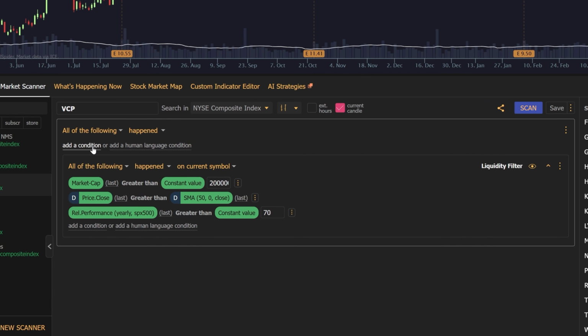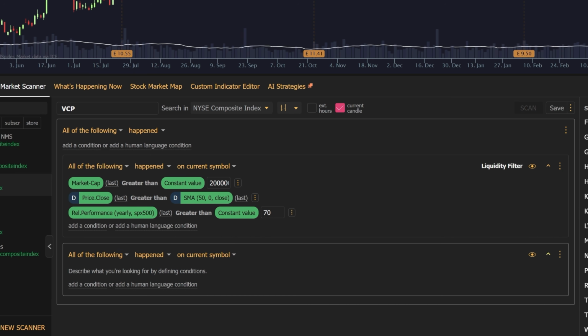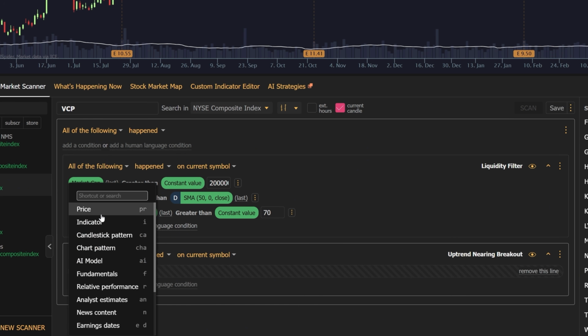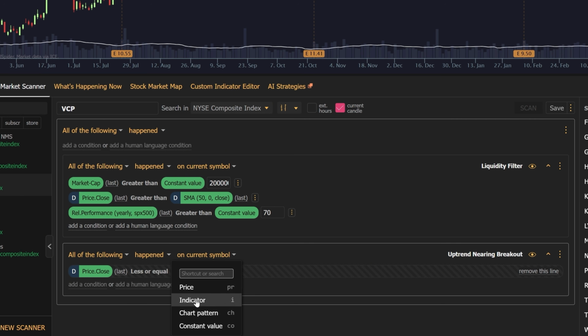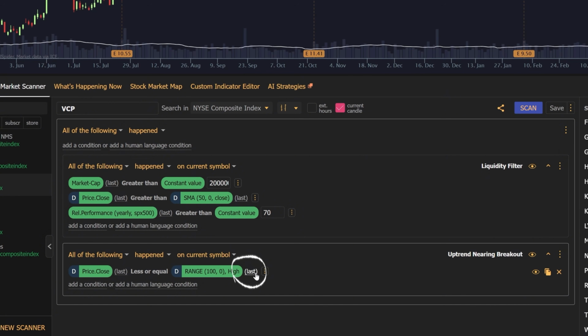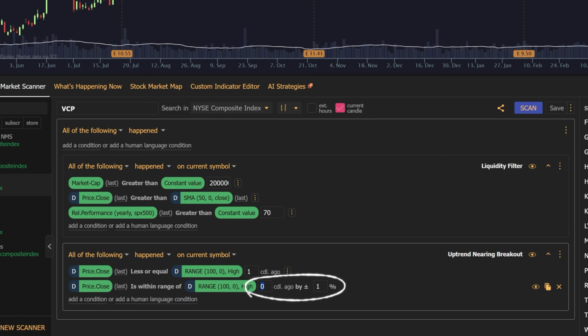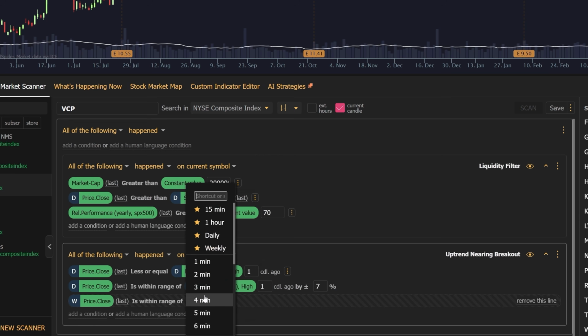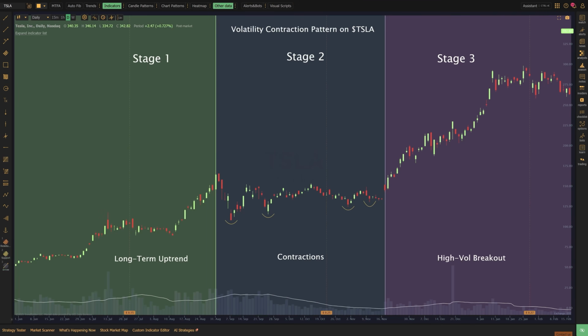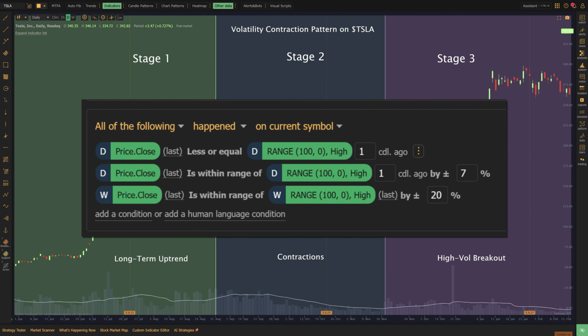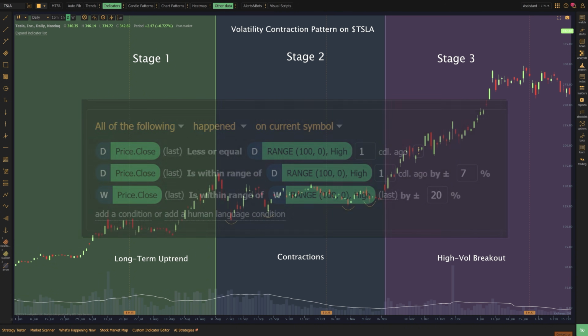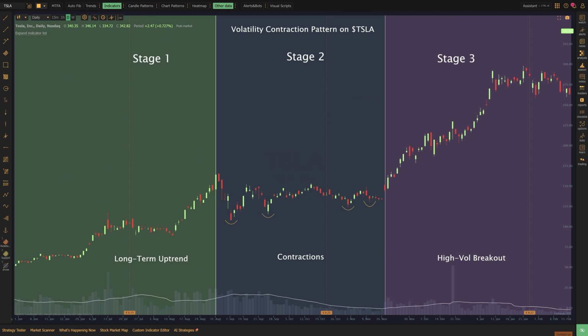Next, we'll add a group named Uptrend Nearing Breakout for Stage 1. This will confirm the stocks are in a long-term uptrend and nearing a breakout. We'll add the following 3 conditions. Price closed lower than the 100-day high 1 candle ago. Price is also within range of the 100-day high by 7%, and the price is within range of the 100-week high by 20%. These filters will give us results that have not broken out of their base, are within 7% of the breakout level, and are within 20% of the 100-week high to ensure the results are in strong long-term uptrends and have not broken out yet.